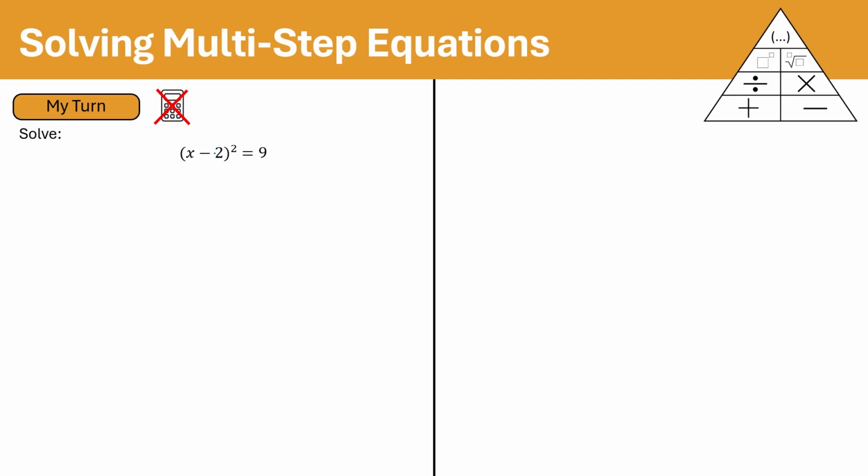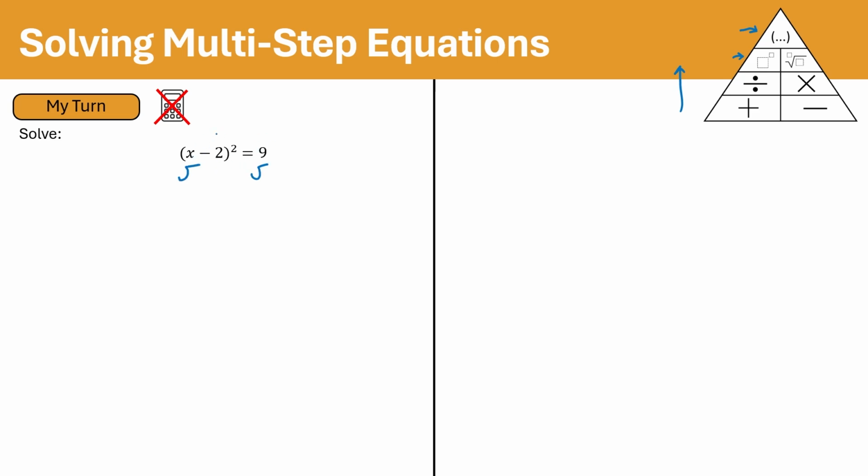Here's our next way. x subtract 2 all squared is equal to 9. Now if I consider my order of operations, I do have addition and subtraction, but they're inside the bracket. So that means I actually want to do those last. What I want to undo is the squaring first, because I see that that actually comes before anything inside the bracket. So what I want to do is square root both sides.